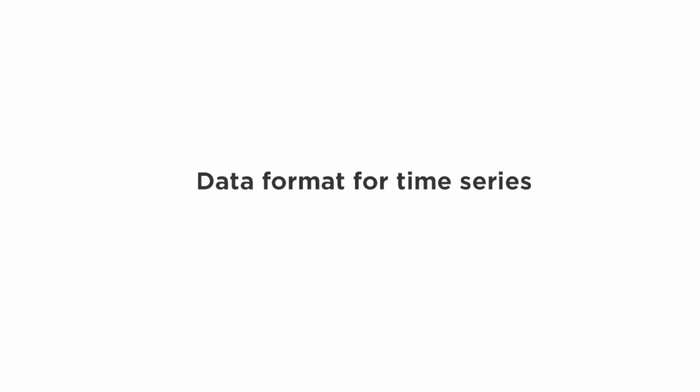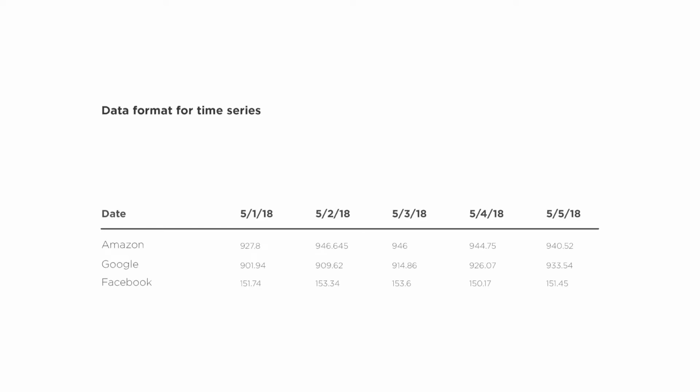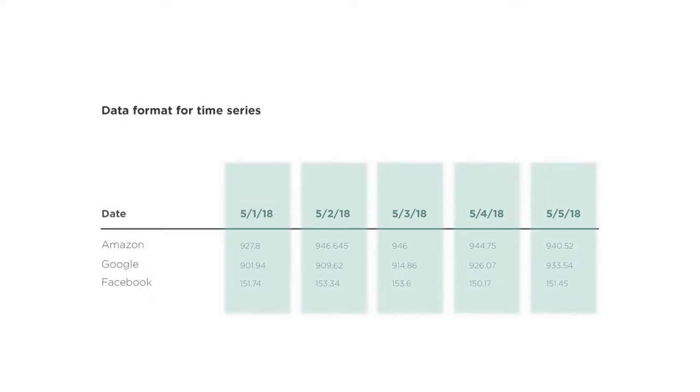Data format for time series. Whether you're creating area or line charts, the format of your data matters. This is one way you may see time series data structured. Each date is listed as a column or variable, and each company is listed as a row or observation. How would you visualize this data? What variable would you map to the x-axis and the y-axis?